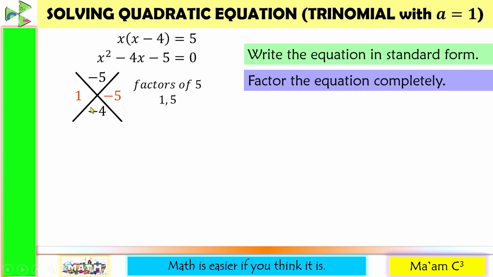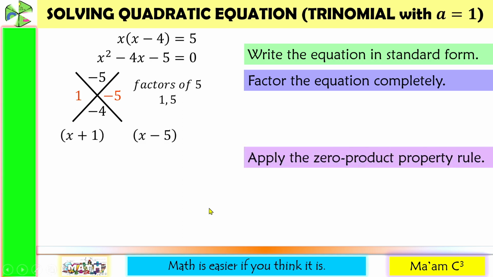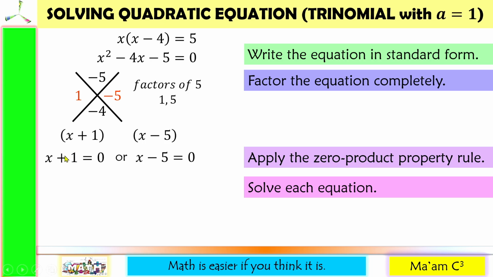Now, I already have my factors. That would be x plus 1 and x minus 5. Next step, apply the zero product property rule. So I have x plus 1 is equal to 0 or x minus 5 is equal to 0. Solve each equation. Moving 1 on the other side will become negative 1. Here, I'll move negative 5 on the right. This will become positive 5.